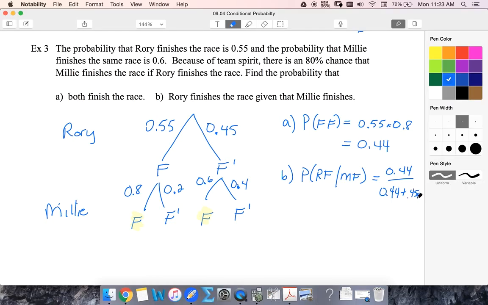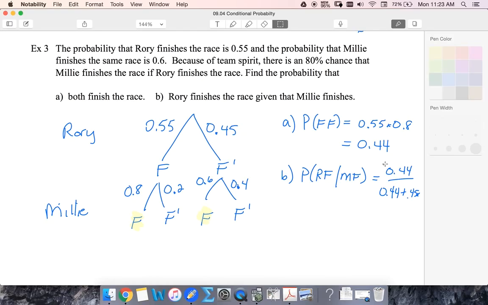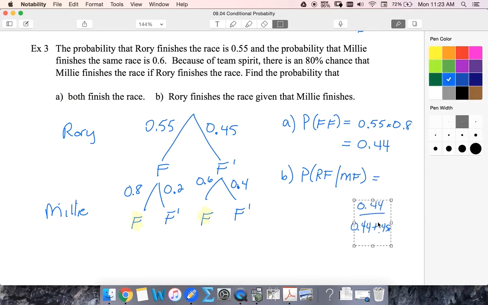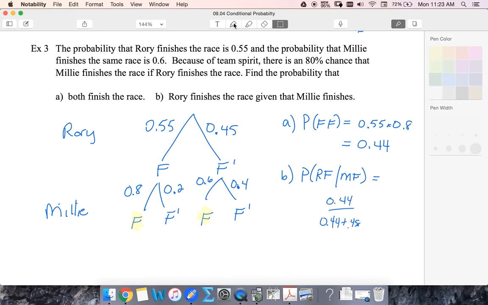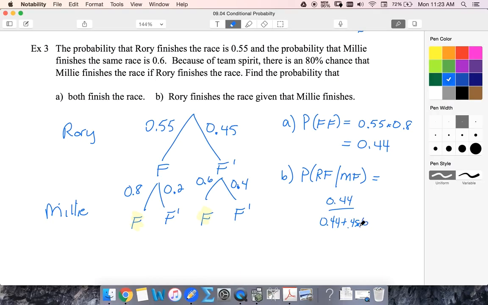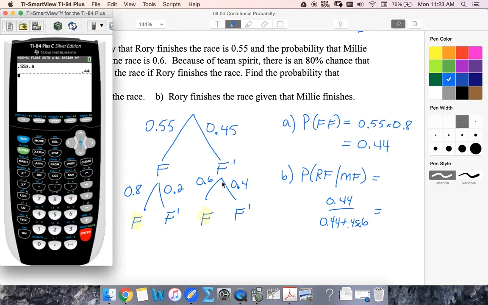All right, let's move this down. 0.45 times 0.6. So let's figure out what that is. So we're going to divide that by 0.44 plus 0.45 times 0.6. All right, let's see if that turns into a fraction.